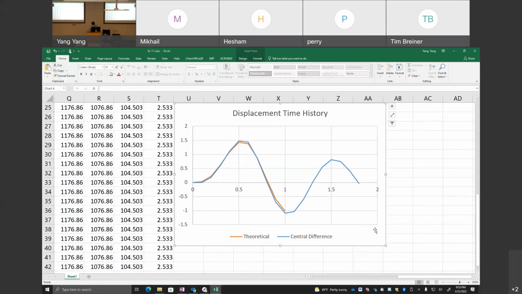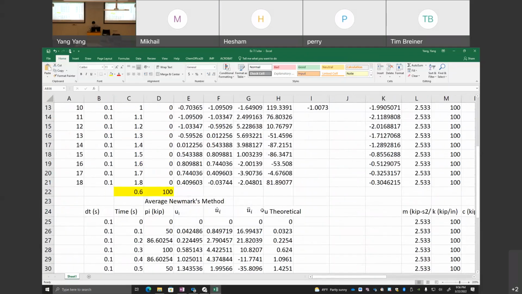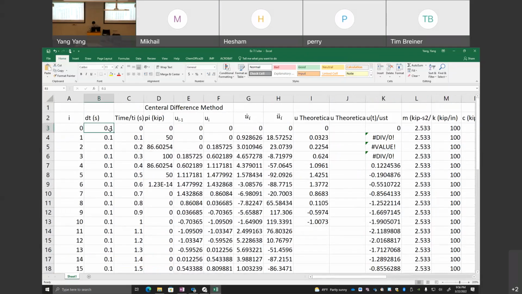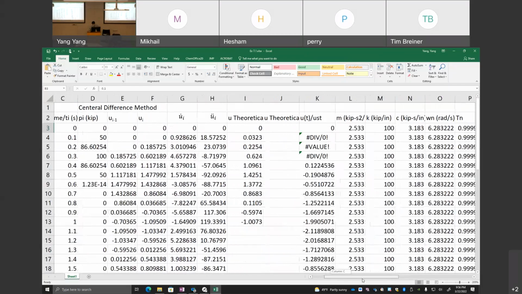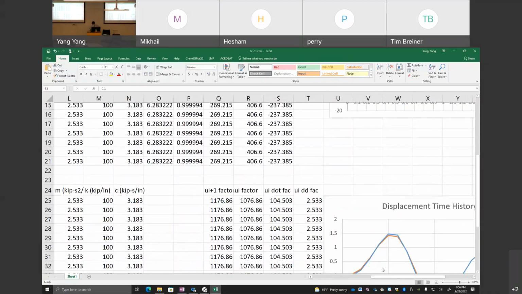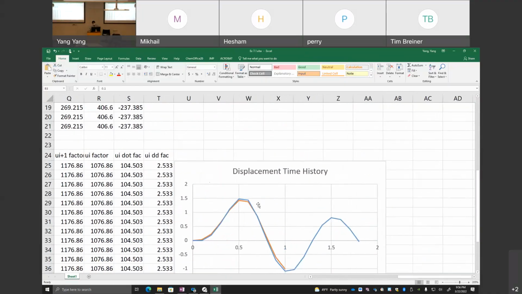I'm going to share this Excel file with all of you so that you can study how the equations of the central difference method are input in the Excel file, so that you can use it to solve for any practical solutions. You can also change the delta t here. For example, if you change that to 0.05, probably you will have a better solution close to the theoretical one.